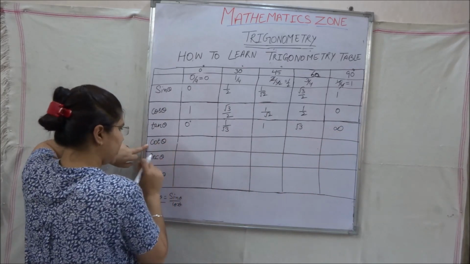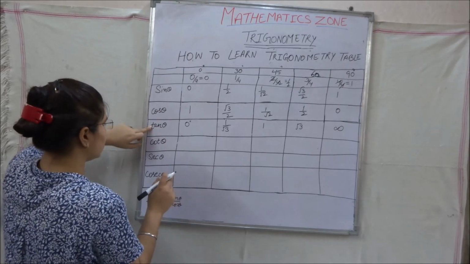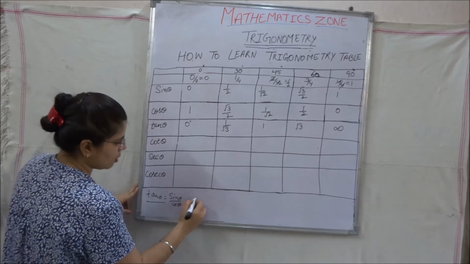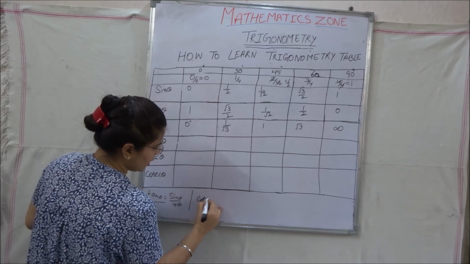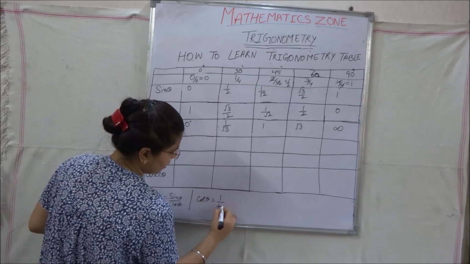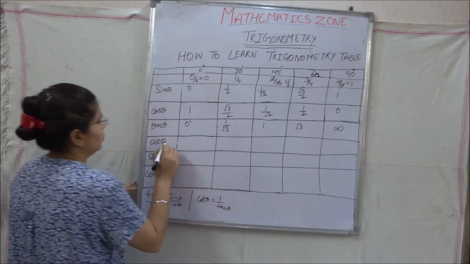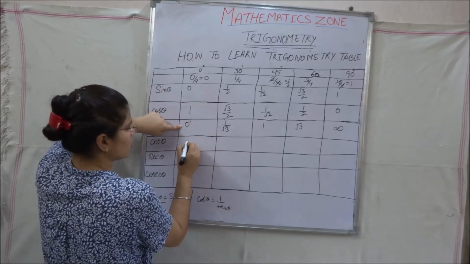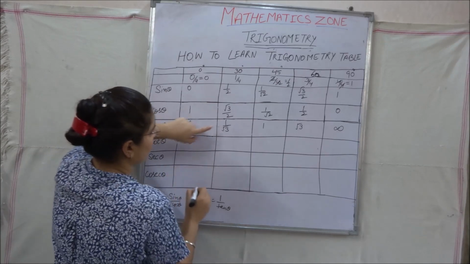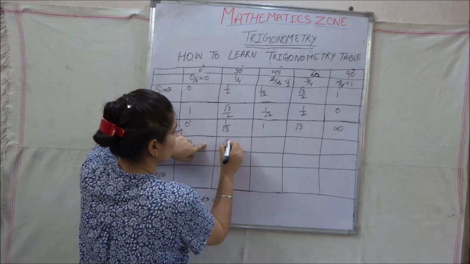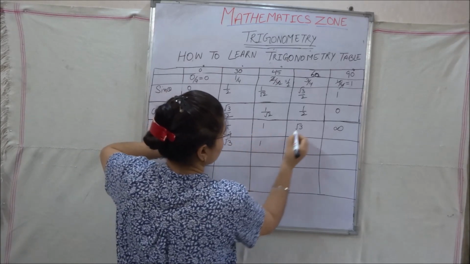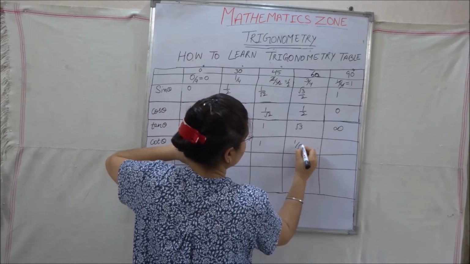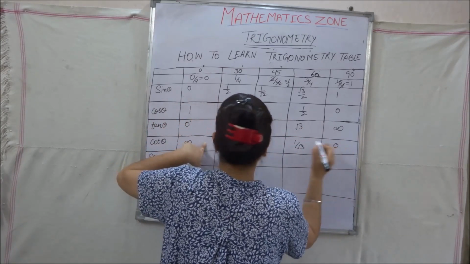So for calculating the values of cot theta, we just take the reciprocal of tan theta, because we know that cot theta is the reciprocal of tan theta. So just reciprocal the values. 0 means 1 upon 0, that is not defined. 1 upon root 3 will be root 3. Root 3 will be 1 upon root 3. Not defined will be 0.